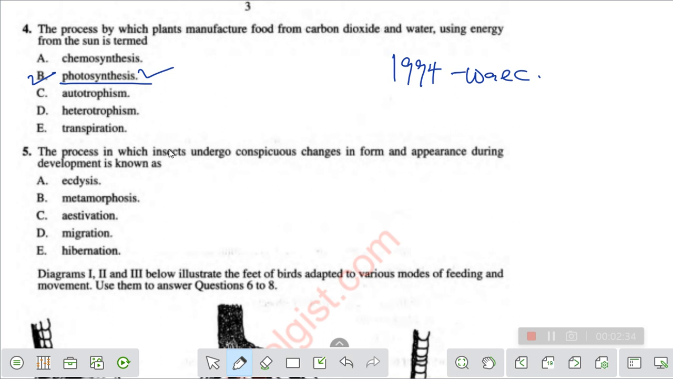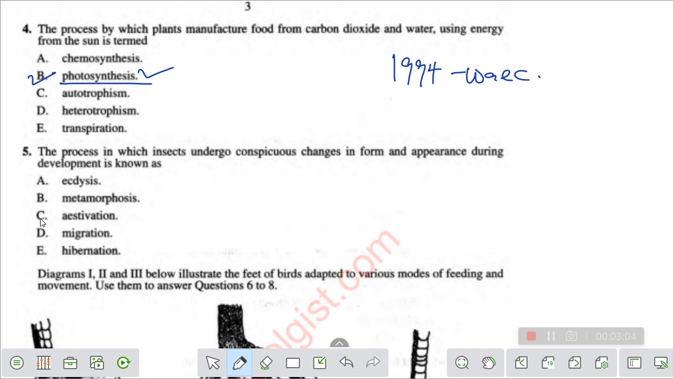The process in which insects undergo conspicuous changes in form and appearance during development is known as A, ecdysis. What is ecdysis? Ecdysis is like shedding of the outer layer of an organism, especially organisms that have an exoskeleton. Metamorphosis is just a series of changes that occur in insects. So it means option B is the right answer here. But we are not done. Let's still continue.